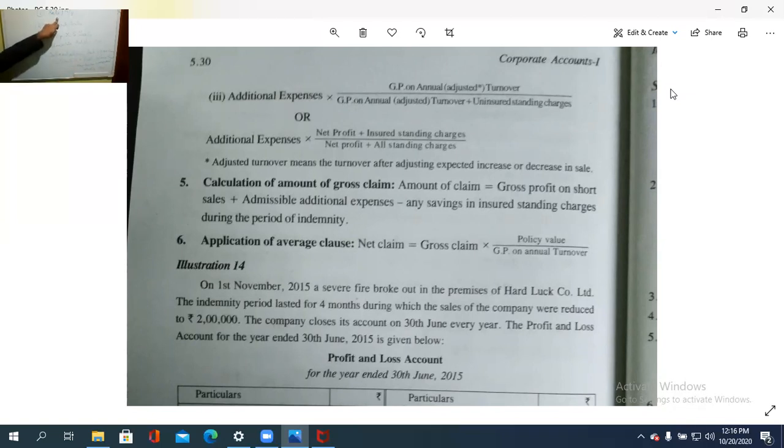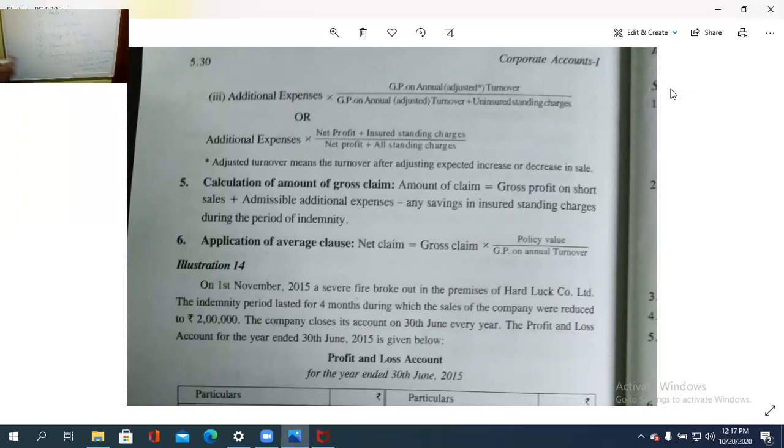ആദ്യം റേറ്റ് ഓഫ് ഗ്രോസ് പ്രോഫിറ്റ് കാണും, പിന്നെ ഷോർട്ട് സെയിൽ കാണും, പിന്നെ ഗ്രോസ് പ്രോഫിറ്റ് അപ്പോൺ ദ ഷോർട്ട് സെയിൽ എത്രയാണെന്ന് കാണും, അഡ്മിസിബിൾ അഡീഷണൽ എക്സ്പെൻസസ് തന്നിട്ടുണ്ടെങ്കിൽ അത്, ഇല്ലെങ്കിൽ അതും കണ്ടുപിടിക്കണം, കാൽക്കുലേഷൻ ഓഫ് ദ എമൗണ്ട് ഓഫ് ഗ്രോസ് ക്ലെയിം ആൻഡ് ഫൈനലി ആവറേജ് ഗ്രോസ്. ആ ഒരു ചേഞ്ച് ഉണ്ട് ഇതിനകത്ത്. അല്ലാതെ മെമ്മോറാണ്ടം ട്രേഡിംഗ് അക്കൗണ്ട് അത് ഫയർ പോളിസിക്ക് മാത്രമുള്ളതാണ്.